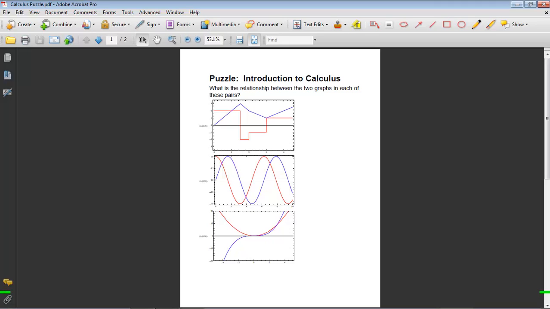But in this puzzle, the relationship between the blue and the red is the same in all examples. The next thing we might notice is this. When the red one is positive, above the 0 line, the blue is moving up. And when it's negative, the blue is moving down. When it's not quite so negative, the blue's not moving down quite as quickly. It goes back up to positive, and the blue's moving up. And that's really the key relationship we're looking for.